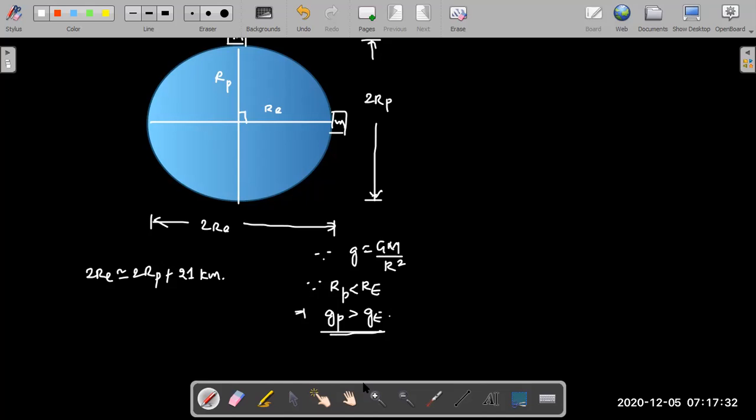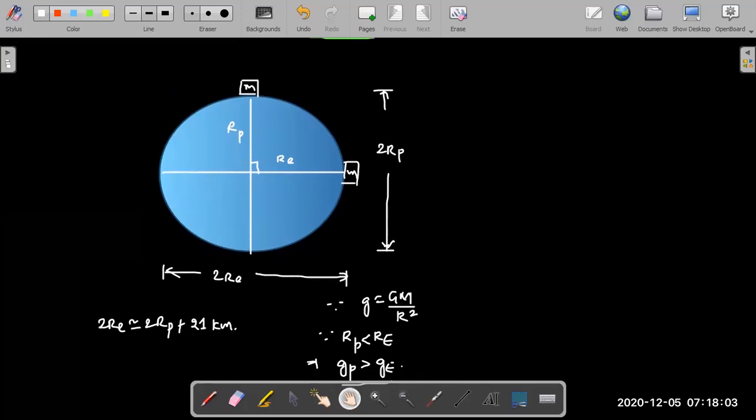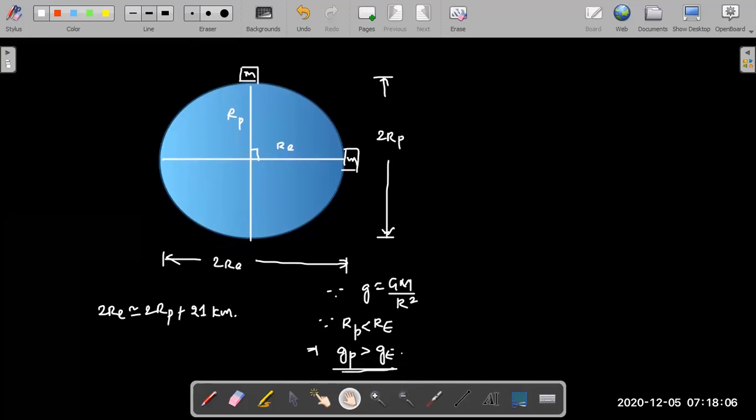You got the point? Yes, negligible, sir. Very negligible value. Whatever 9.83 value we take, that is the one at the poles. Coming to the equator, it will be somewhere around 9.79. So there is a 0.04 difference in it. That difference is not much significant.